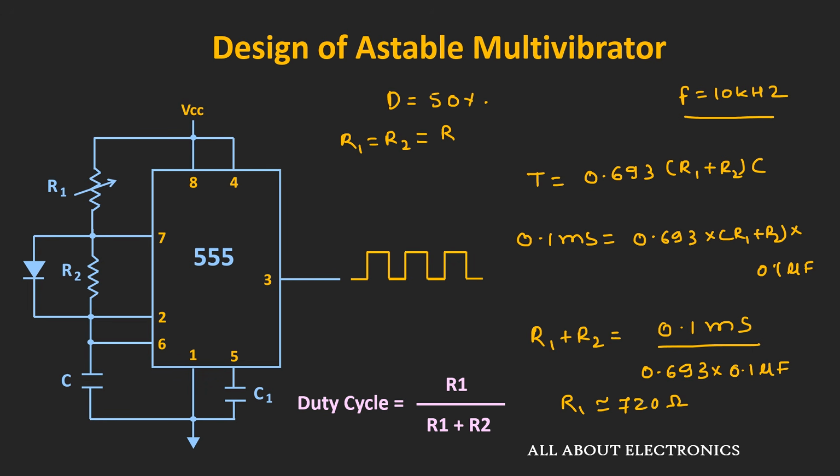So what we can do, we can use a potentiometer for this R1 and R2, and we can tune this potentiometer to the value of 720 ohm. And in this way, it is possible to design an astable multivibrator which has a frequency f of 10 kHz and duty cycle of 50%.